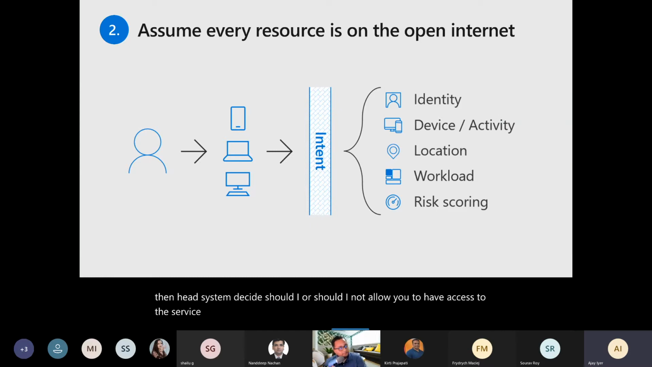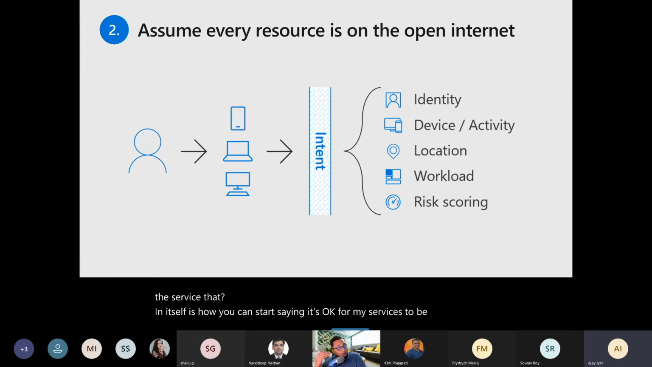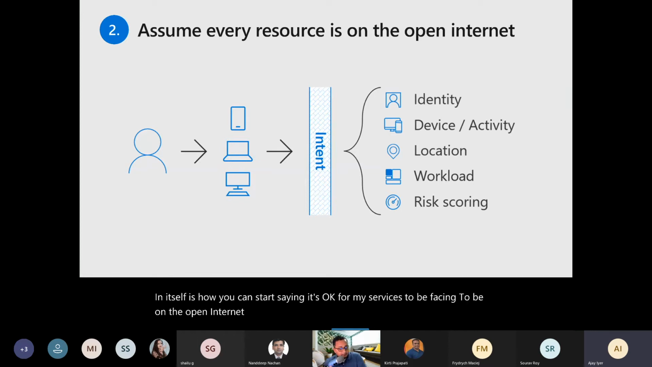That in itself is how you can start saying it's okay for my services to be on the open internet, meaning without a firewall, because at this point, my validation for access or no access is not just based on IP range or IP source, it's based on all these other variables: identity, the device, the activity on the device, location, and workload.